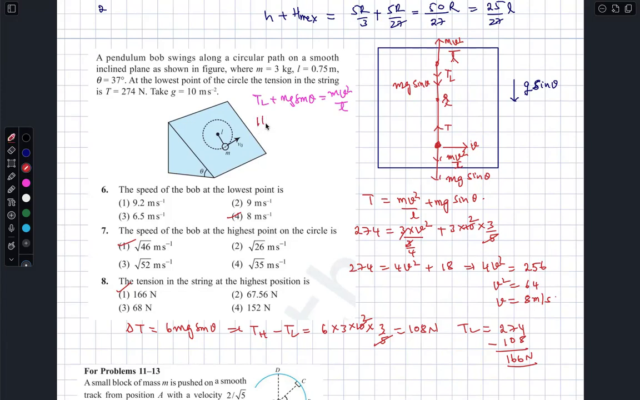T low, 166 plus mg sin 37. What is mg sin theta? 6 into 3, 18. Correct? 18. Mass 3, length 3 by 4. V square, 166 plus 18. V square is 184 by 4. Okay, it is like 92 by 2 and it is nothing but 46 meter per second.